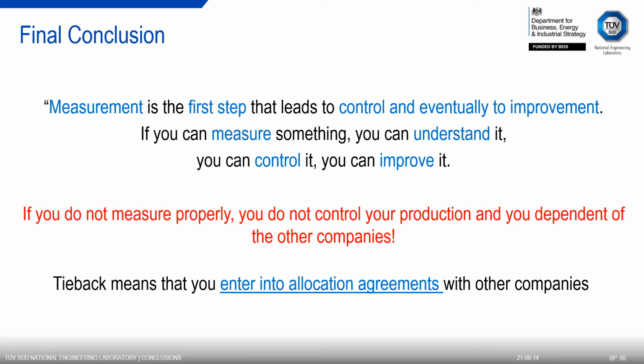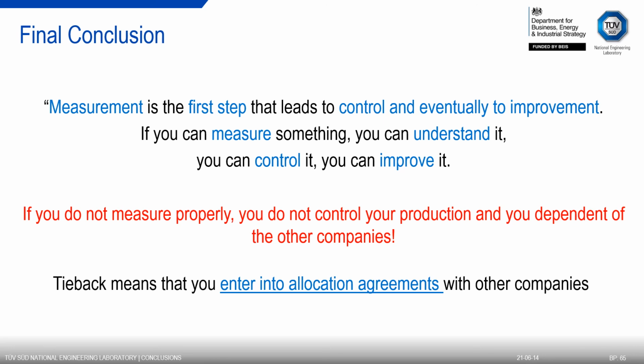My last slide to conclude here is what I said earlier. Remember, measurement is fundamental. If you don't do a proper measurement, if you don't have a proper uncertainty to your measurement, you are not capable to do anything. Said in a different manner, and this is what I'm presenting here in red, if you do not measure properly, you do not control your production, and you depend, in terms of measurement or quality of your measurement or production, on the other companies. And this is the perfect case: it's allocation by difference.